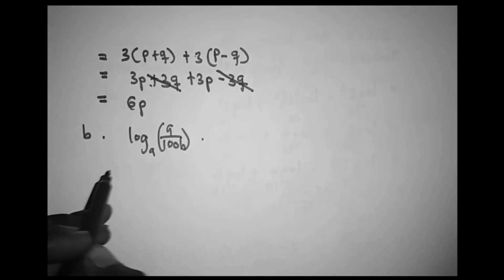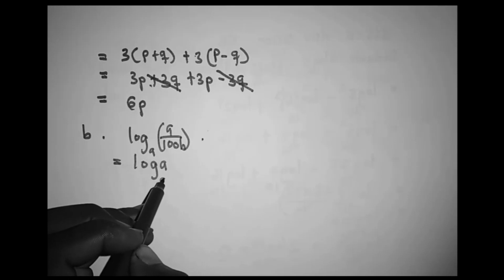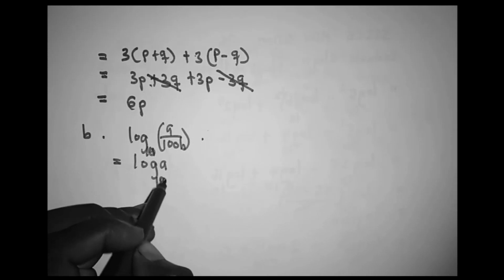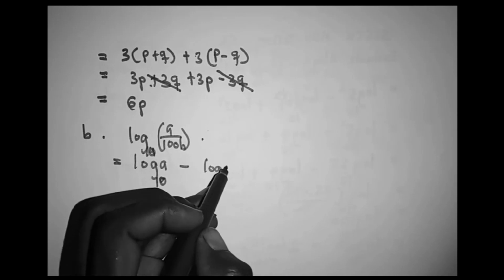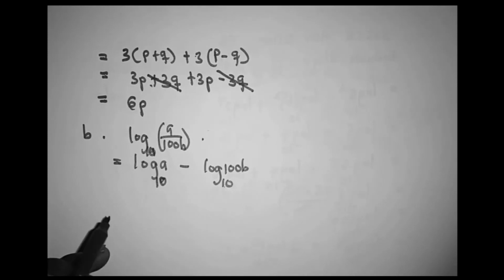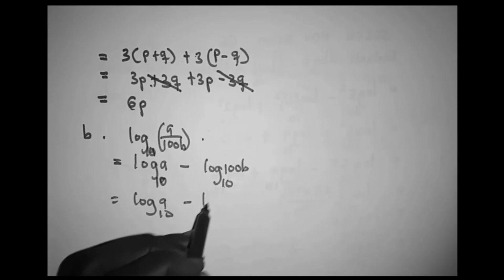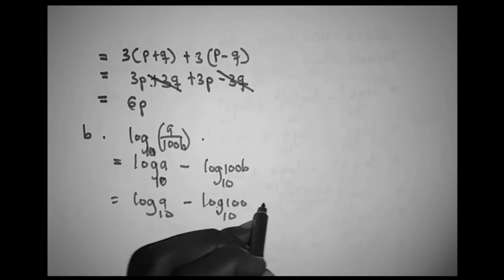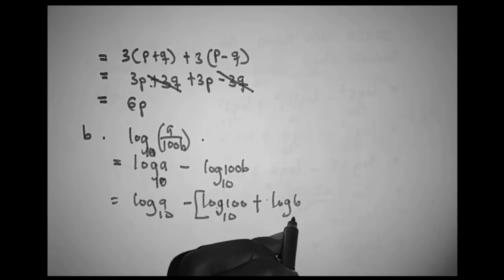So this is equal to log A base 10 minus log 100B base 10. And this is equal to log A base 10 minus log 100 base 10, then plus log B base 10.